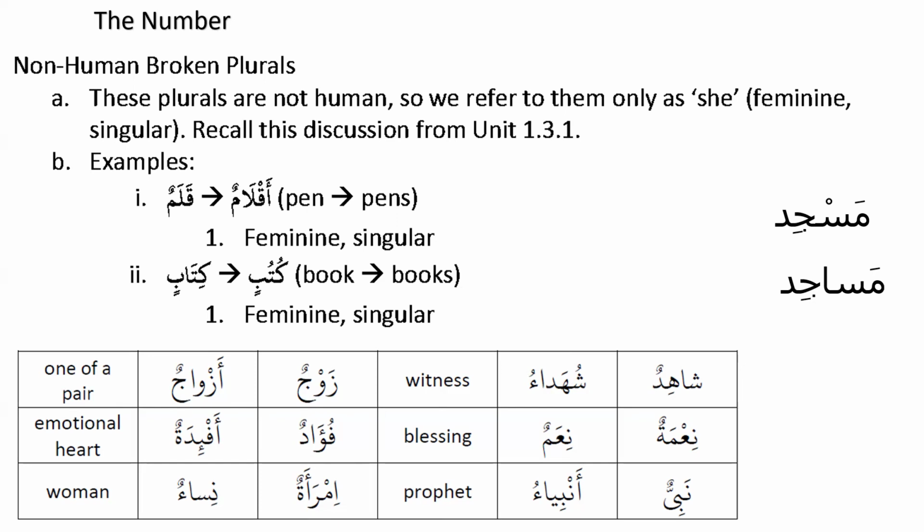Look at this one, ni'amun and ni'amatun. Shahidun, shuhada'u, witness, that's a broken plural. Nabiyun, we already talked about that. So there are different kinds of broken plural. You have to remember one thing. If the broken plural is a human type, then it has two possibilities, 3M or 1F. If it is non-human, then it's only one thing, 1F, singular and feminine.